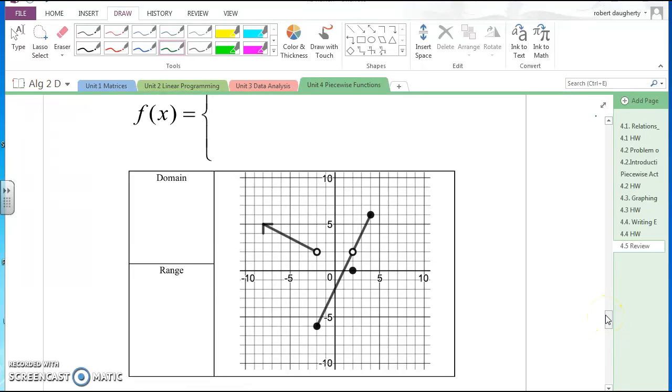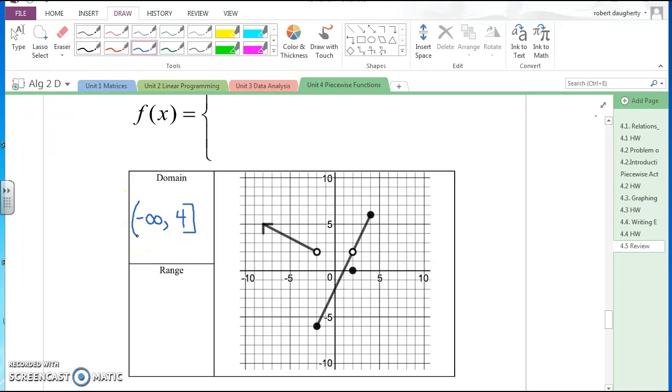By looking at this graph, I know that the domain is going to start at negative infinity. So the domain is negative infinity. And it looks like I get x values continuously all the way over to 4, okay, and including 4.